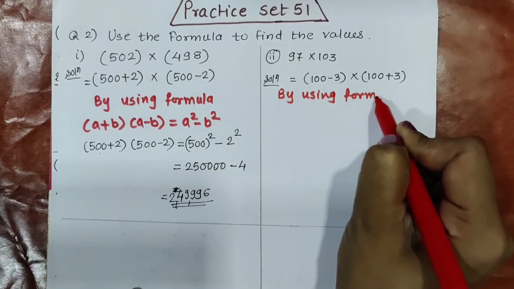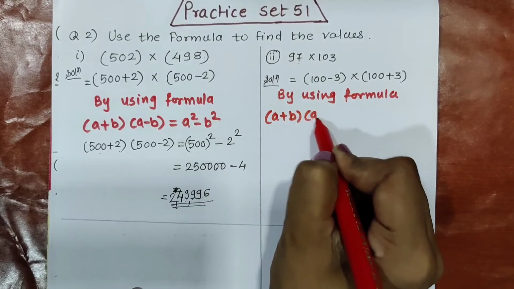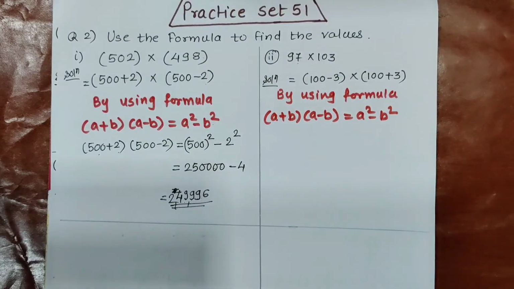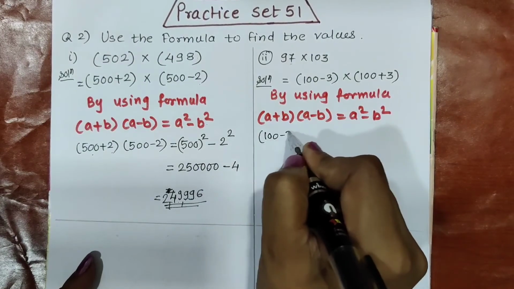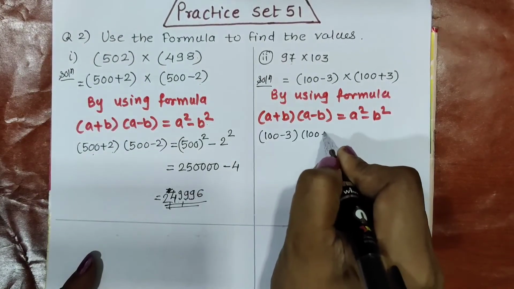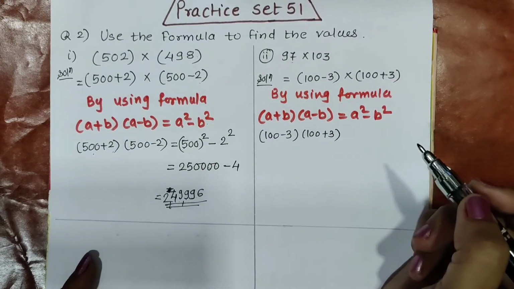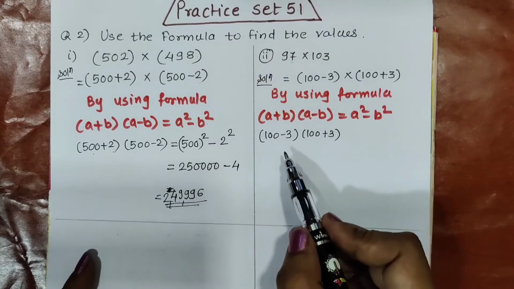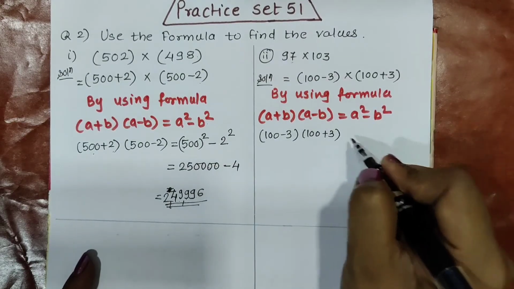So we will be writing by using formula here. We write the formula (a plus b)(a minus b) will be equal to a square minus b square. Now we will use the formula in our sum. Our sum is (100 minus 3)(100 plus 3). In any one bracket plus should be there, in any one bracket minus should be there. It is not necessary only first bracket should have plus sign and second bracket should have minus sign. If first bracket is having minus sign, second bracket should have plus sign. That you have to remember always.